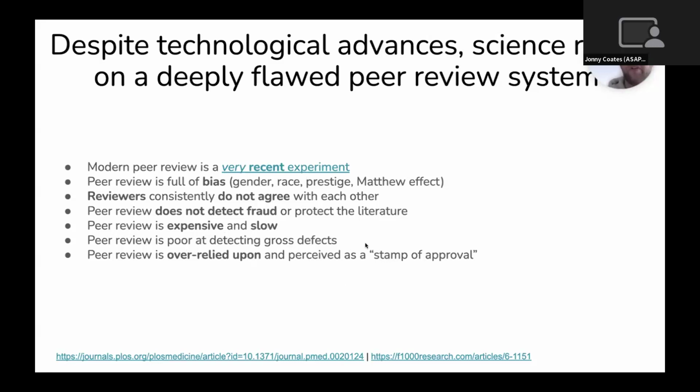It's also very poor at detecting gross defects in articles, which links back to not detecting fraud. But probably the more important thing here is that it's hugely over relied upon and often perceived as a stamp of approval for a bit of work. And that again takes us away from actually assessing the quality of the science as we read it and as we use it.